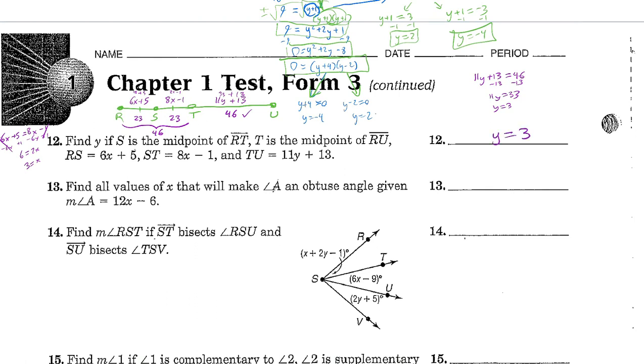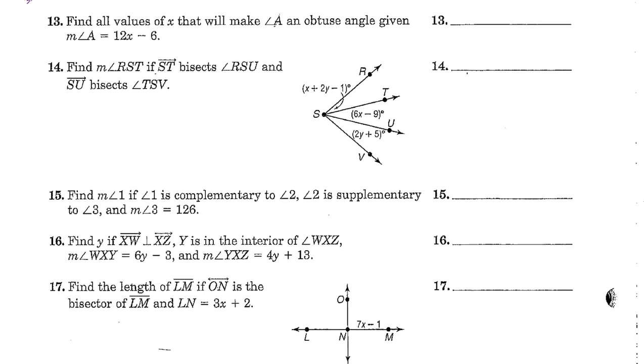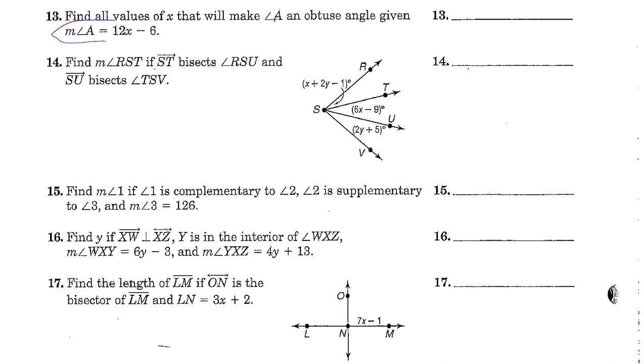Okay, y equals 3. Find all values of x that will make angle A obtuse, given that... okay, so we have this. Well, if we want A to be obtuse, what is the very definition of obtuse? That means the measure of angle A is bigger than 90 degrees. And technically, we would say the measure of angle A is less than 180 degrees, because if it's 180, it's a straight angle. If it's bigger than that, we don't call it obtuse anymore. I don't know that we have a term for bigger than 180 degrees. That's a good question. But let's just go with the first for now.